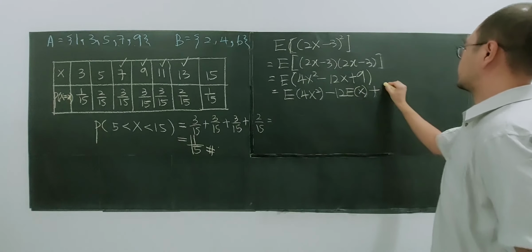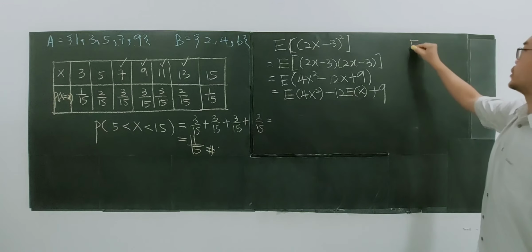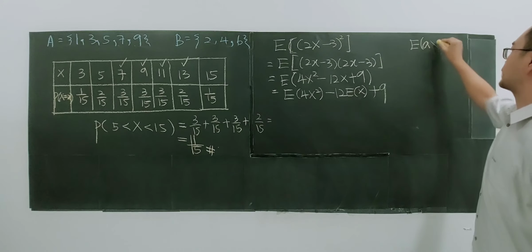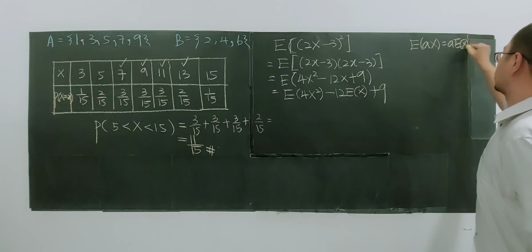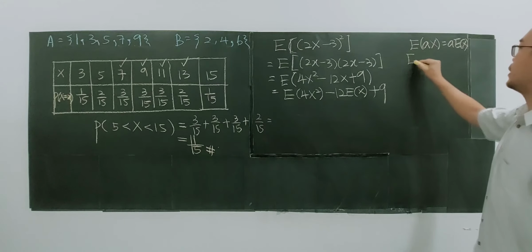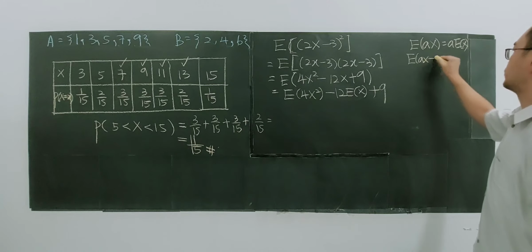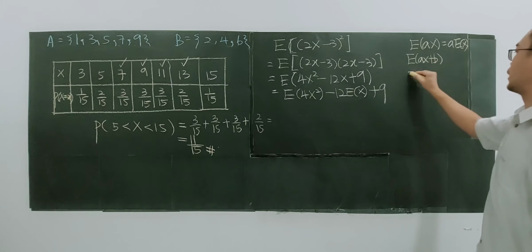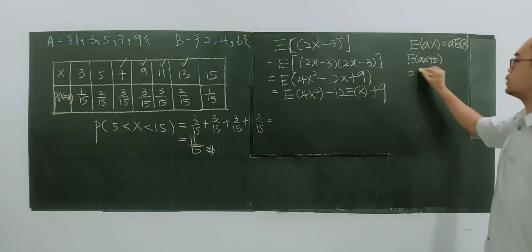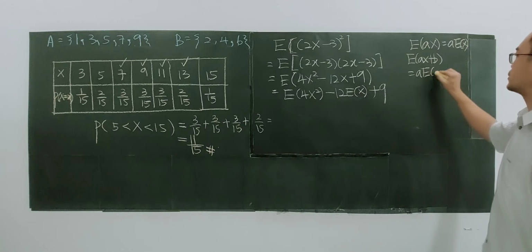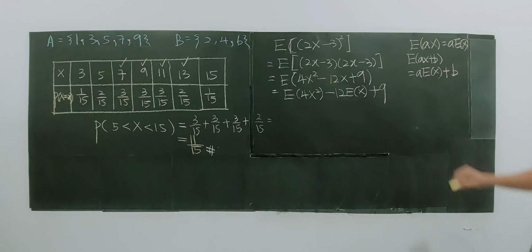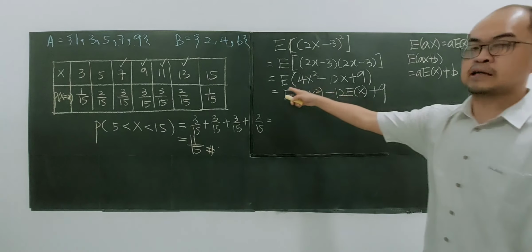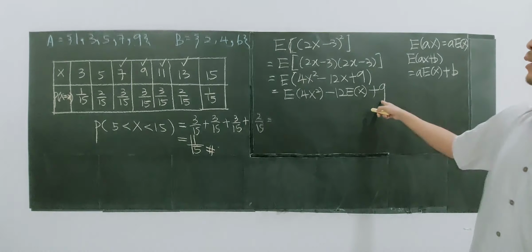Expectation of 9, you were getting 9, right? If you still remember the property, if you have aX, you will take out the a, E(X). So if you have aX plus b, where a and b are constants, you can write it as aE(X) plus the expectation of a constant, you're getting b, right? Just like this. Expectation of 9, you're getting 9.